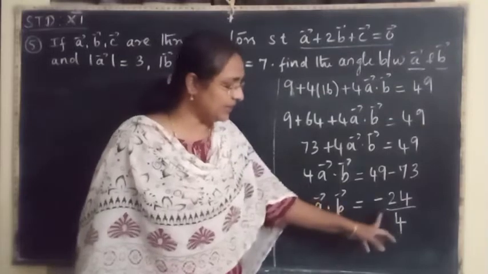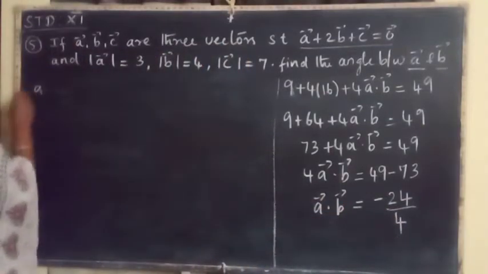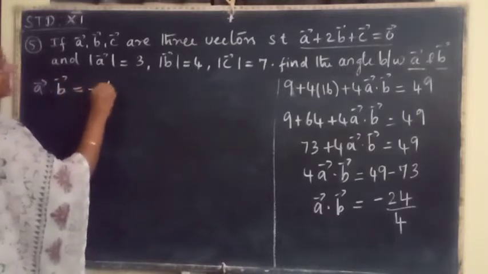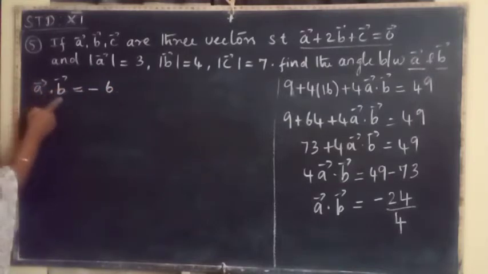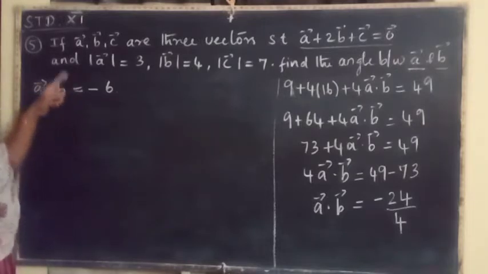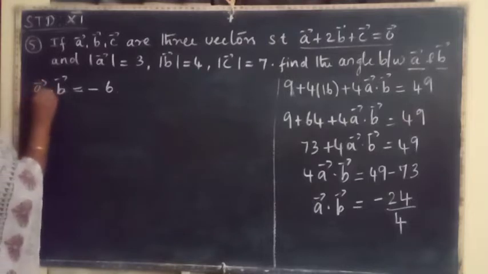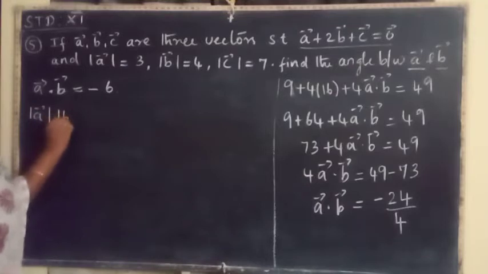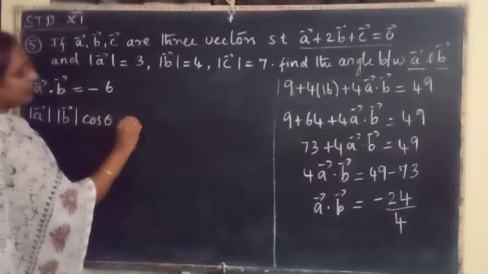a vector dot b vector equal to minus 24 divided by 4, isn't it? So what is the value now? A vector dot b vector equal to minus 6. Yes or no? Okay. Now again, I am going to substitute the definition. In the place of a vector dot b vector, this is the dot product between two vectors, isn't it? So I am going to define this dot product. So it will be modulus of a vector into modulus of b vector into cos theta equal to minus 6.